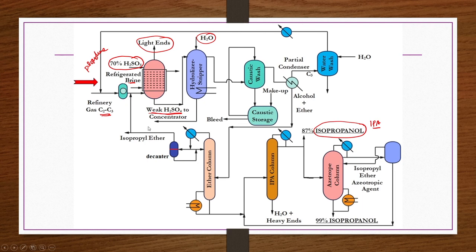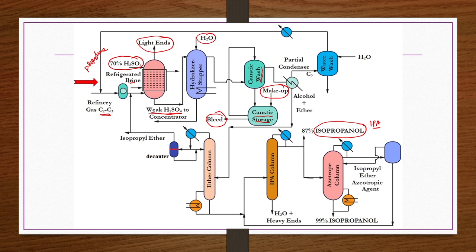Then after the steam stripping of the products, the mixture is taken to the caustic wash, to check if at all traces of H2SO4 are still there in the product, they will be washed out with the caustic, right. And then the depleted caustic, you can take to the storage after recovering or purifying it. If you cannot recover or purify it, then you can take it as a bleed stream, and then you have to add new makeup caustic, okay.